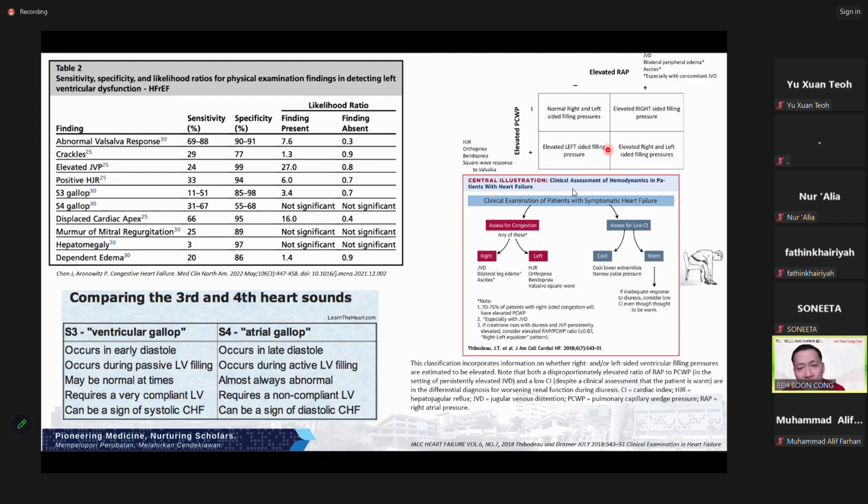Then once you optimize, you slowly start your anti-failure drugs after that, one by one. You can start whichever one can be supported, because for those who are cold and wet or cold and dry, usually the blood pressure is very low. For those who are warm and wet, usually the blood pressure is still okay because the perfusion is good, so you can add on the anti-failure drugs faster.